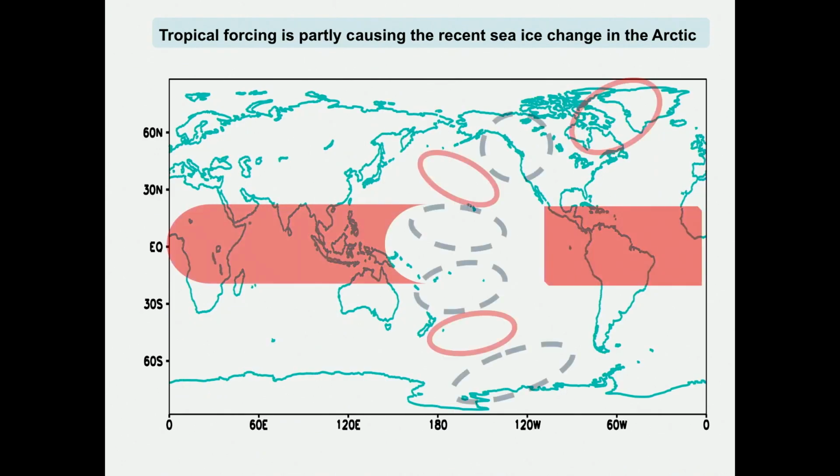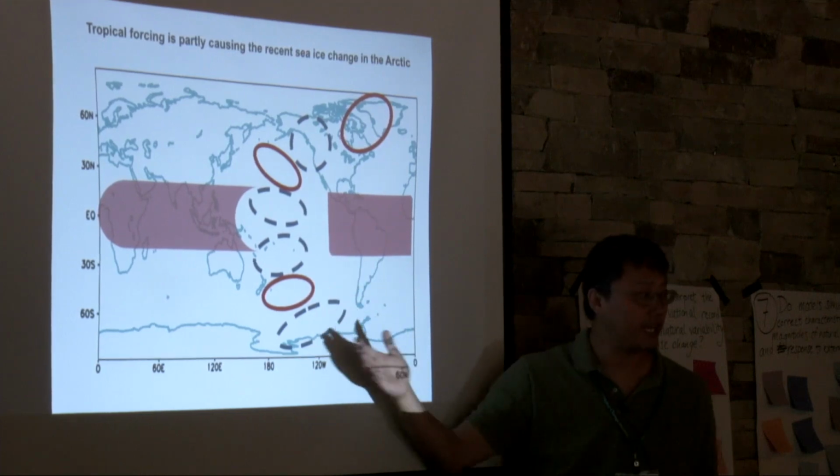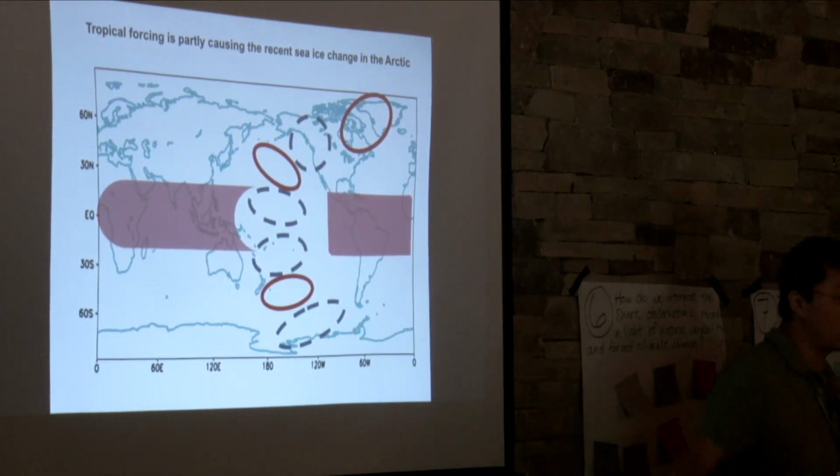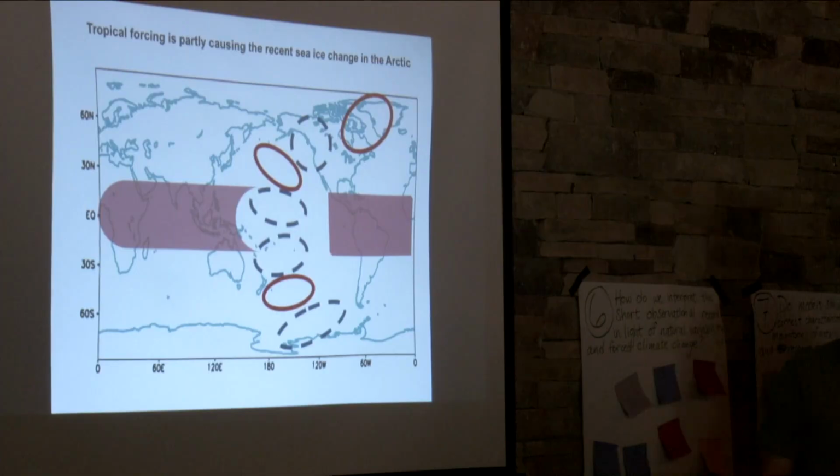So I'm using this schematic diagram to summarize what I have today. There is probably some internal variability plus some anthropogenic forcing favoring warming in the tropics. This can act as a wave source to generate a wave train to the two poles, one favoring warming there, and another favoring sea ice change over West Antarctica. Yep, I want to stop here.